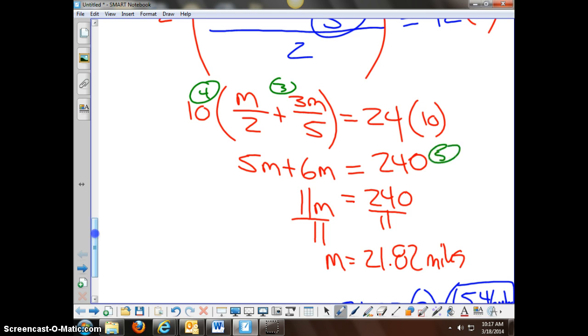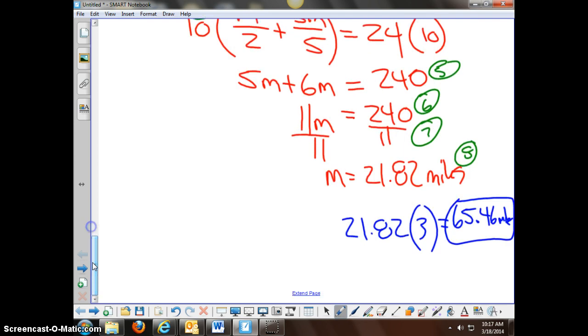Fifth point would be the cleanup. Sixth point would be combining like terms. Seventh point would be continuing to get the variable by itself. Eighth point would be solving for m. And then the ninth point would be ultimately plugging in the number to m to get what his day 2 total was. Okay? Nine points. Questions, comments?